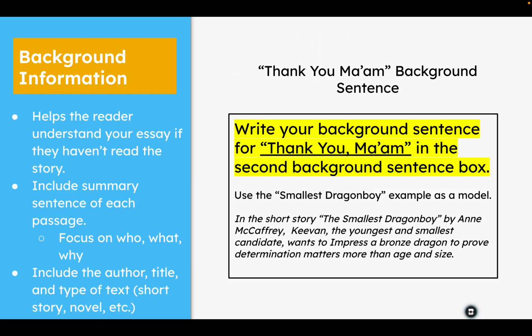Okay, now you are going to write, using that model, your very own Thank You, Ma'am background sentence on your own. So it says, write your background sentence for Thank You, Ma'am, in the second background sentence box. So underneath where you wrote the Smallest Dragon Boy one, you're going to write your very own Thank You, Ma'am. It says, use the Smallest Dragon Boy example below as a model. So pause the video and use this example sentence to write.